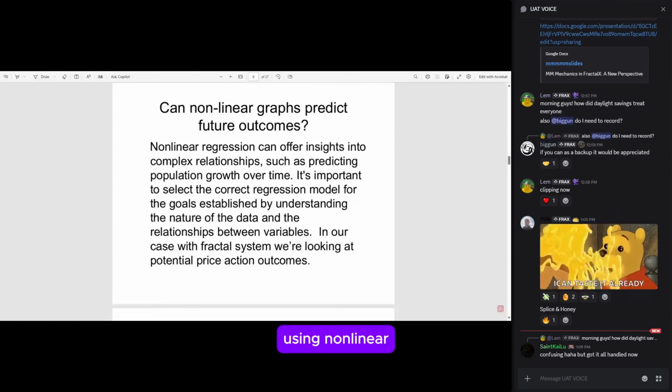Using nonlinear regression, we can offer insights into complex relationships. The splicing does that, such as predicting, and here they gave an example of population growth over time. Whenever we're doing this, we have to pick the right regression model. I pick regression models that I know are proven to work, and I build them. This math, all this calculus, is not from books, it's stuff I've built up from scratch.